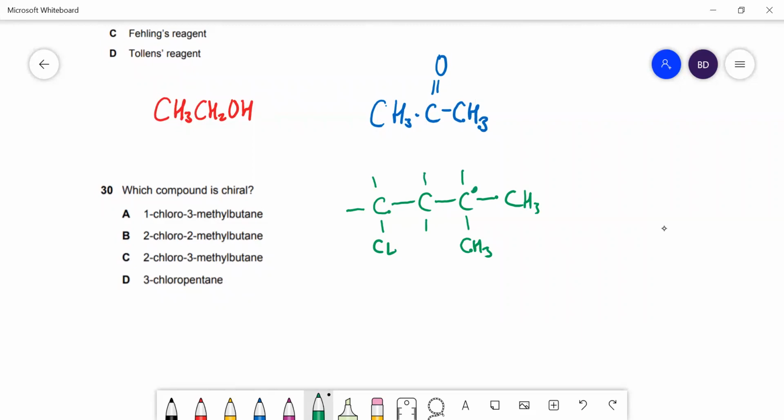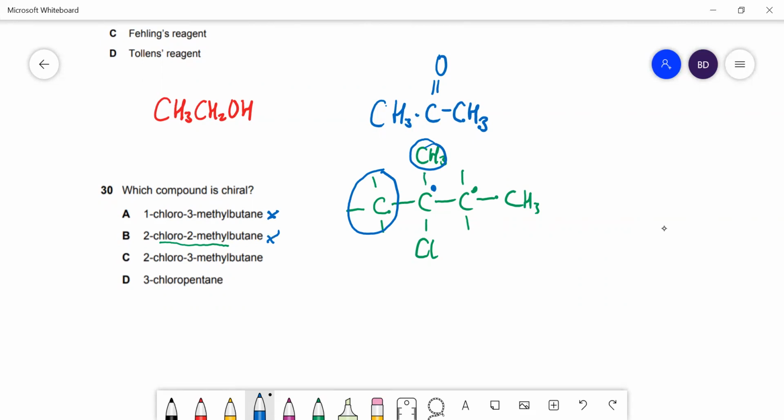Let's try 2-chloro, 2-methyl. Now let's do that one. 2-chloro, 2-methyl. So let's change this a bit. Two chloro and a methyl there. That would be chiral. This carbon is chiral. One minute. Sorry, it's not chiral, is it? No, because it's got a methyl there, and it's also got a methyl there. That's not chiral, so that's not right.